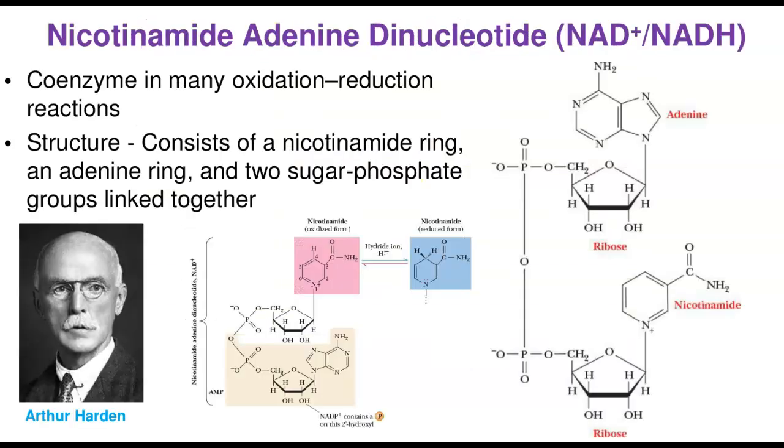Now, let's talk about the first one, the NAD, the nicotinamide adenine dinucleotide. Remember, the oxidized form is the NAD plus. The reduced form is NADH. Remember, oxidation mainly, as we're going to see in intermediary metabolism, oxidation will be what?